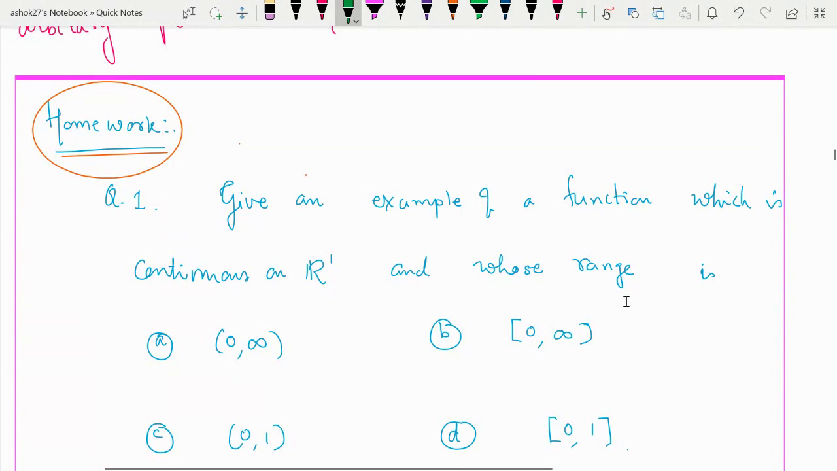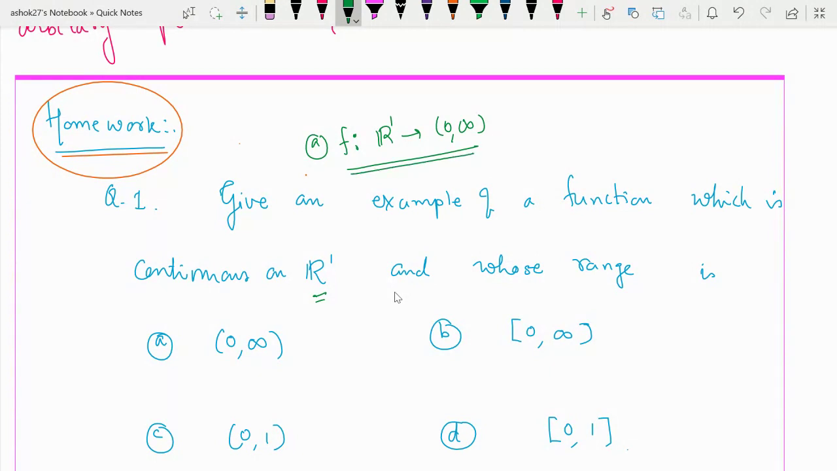So give an example of a function which is continuous on R1. What is R1? It is the absolute metric space, and whose range is this. So you should define a mapping from R1 to the open interval 0 to infinity, and that mapping should be a continuous mapping. It means that you can define f(x) equal to, suppose, x square for all x belongs to R1.